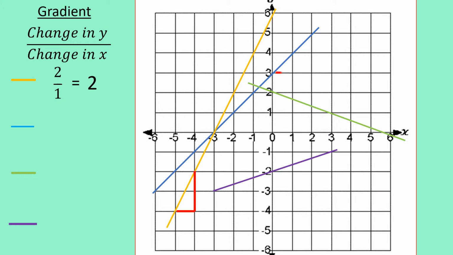Looking at the blue line, we go 1 across and 1 up. So we write that as 1 over 1, which is going to give you 1. So our gradient of the blue line is 1.